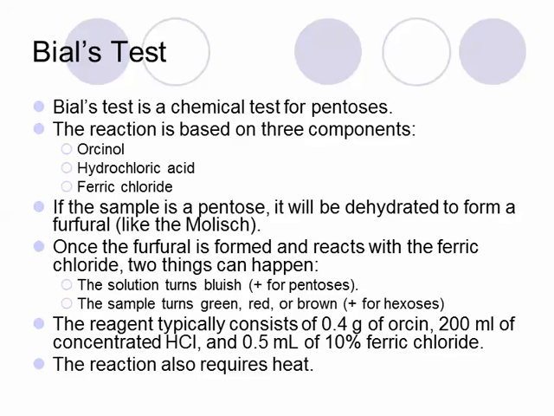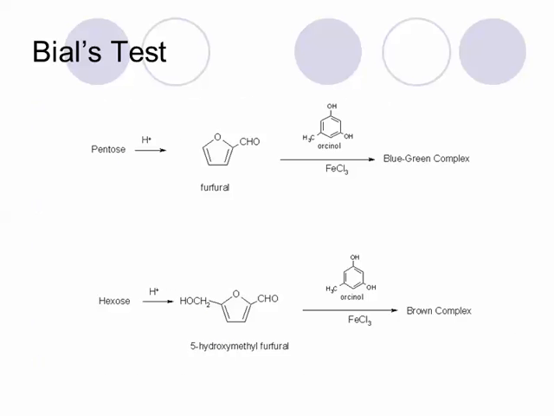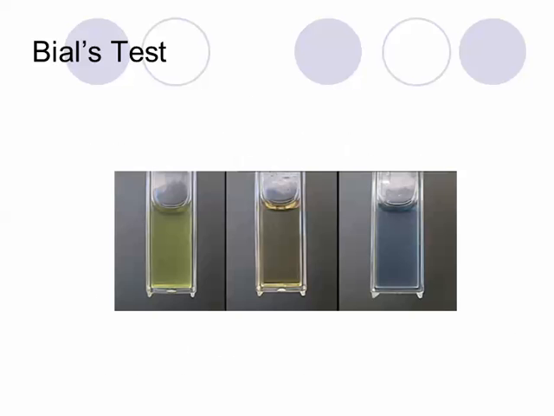So this is how we distinguish between a 5 carbon and a 6 carbon sugar. The recipe for the reagents there, you can see hydrochloric acid is used in it, ferric chloride is used in it, orcinol is used in it. The reaction requires a little bit of heat, so the test tubes that you put these samples in have to go into a hot water bath for a couple of minutes. The reactions are going to be there for you if you want to take a look at them.